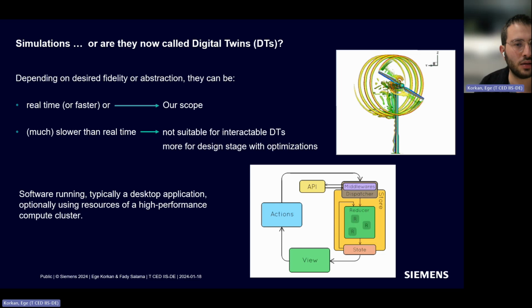because at least for us, the second category was not suitable for interactable digital twins, since when you interact with the real world, in order to get your new simulation, you need too much time. So for us, it's more for design stage optimizations. If you want to design your wind turbine, you may want to use something with much more precision, so you can really see the real life.